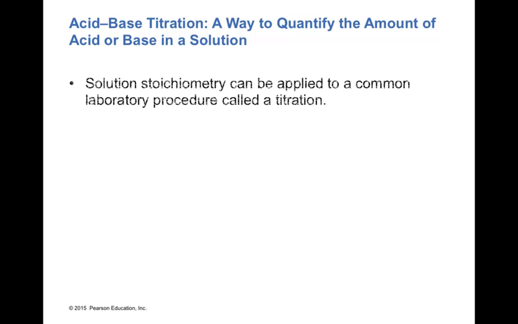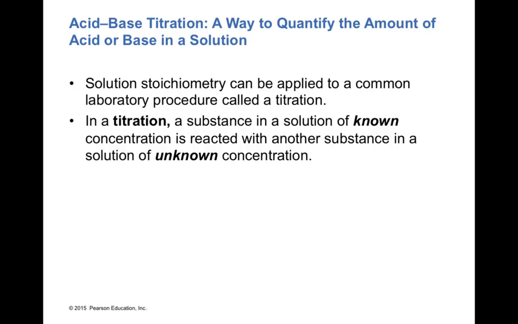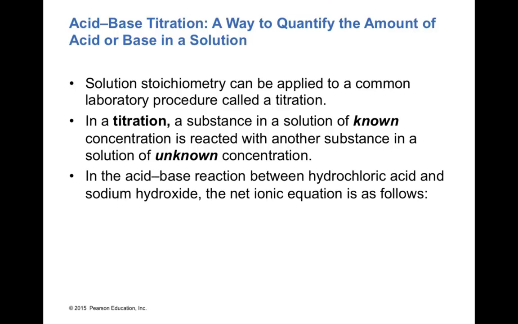Now, let's talk about a concept that is known as acid-base titration. This is a way that we can quantify the amount of acid or base in a solution. Solution stoichiometry can be applied to a common laboratory procedure called a titration. In a titration, a substance in a solution of known concentration is reacted with another substance in a solution of unknown concentration. In the acid-base reaction between hydrochloric acid and sodium hydroxide, the net ionic equation is as follows.